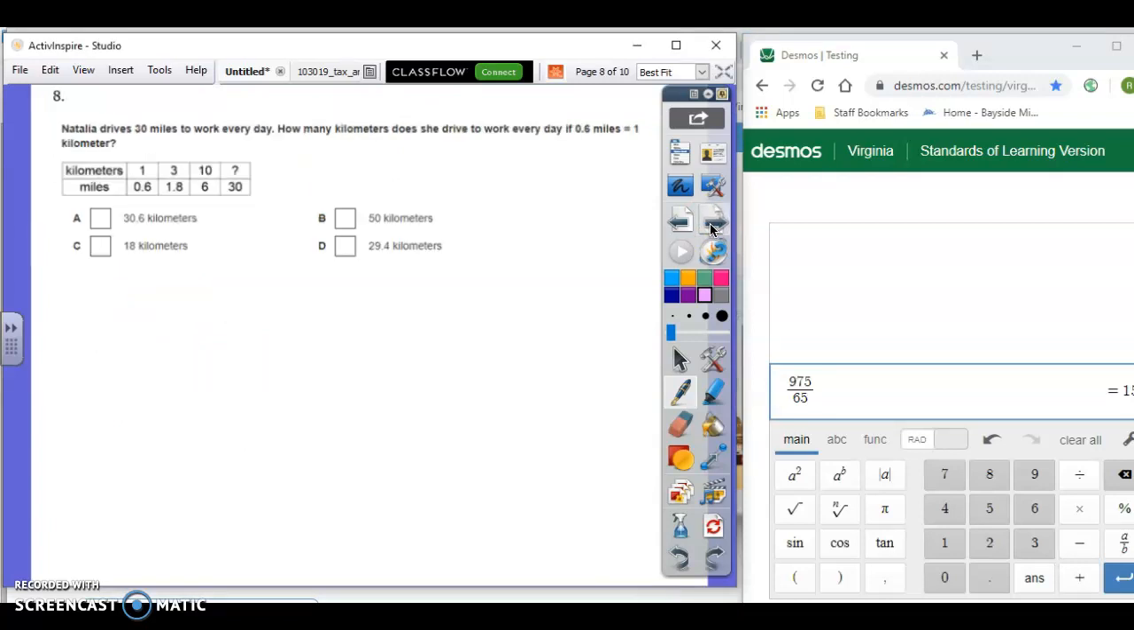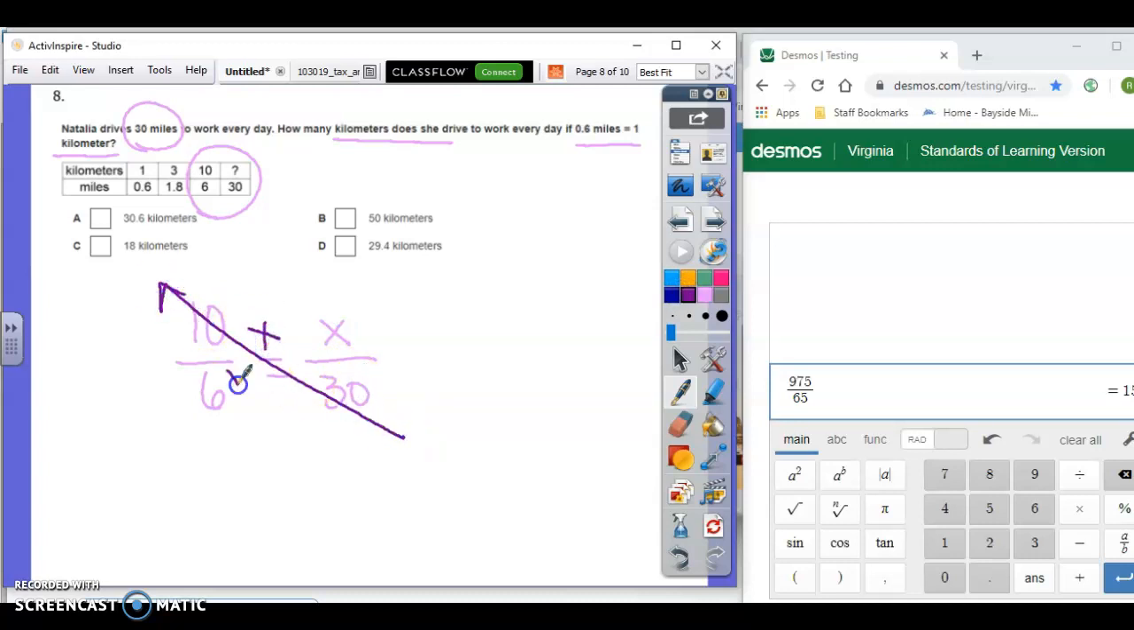Number 8. Natalia drives 30 miles to work every day. How many kilometers does she drive to work if 0.6 miles equals 1 kilometer? So here's what you can do. You can set your own up, or you can just pull this part of the table out. So I have 10 over 6 equals, instead of a question mark, I'm going to put X. And now I'm just going to solve. And we all know that once it's set up, you multiply the numbers that are across from each other and divide by what's left over.